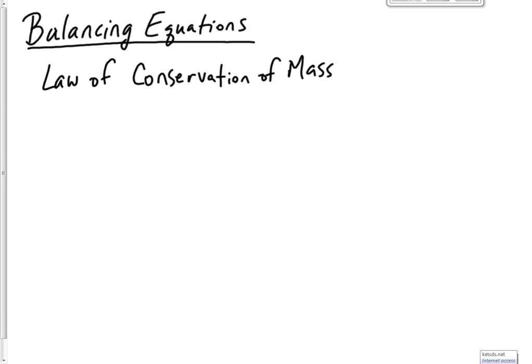Okay, so let's talk about balancing equations. When we're balancing equations, we have to understand why we're balancing equations. The reason why is because of the law of conservation of mass, which basically says mass cannot be created nor destroyed in a chemical equation.